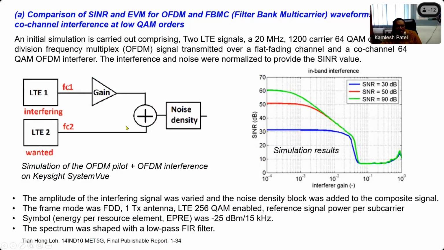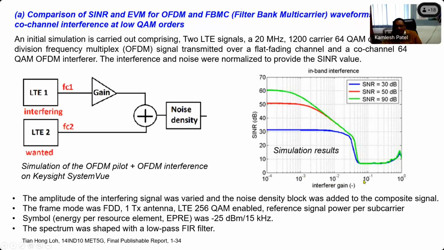This also has one block, like gain. Both signals are added, and the noise density is measured in software named Keysight SystemVue. After measuring the noise density, when the value of SNR is changed from 30 dB to 90 dB, they measured the value of signal to interference plus noise ratio in dB by increasing the value of interference gain. So gain is controlled by this block. As the gain is increased from 10 to the power minus 4 to 10 to the power minus 3, there is a decline in the value of SINR. That means signal quality is reducing.